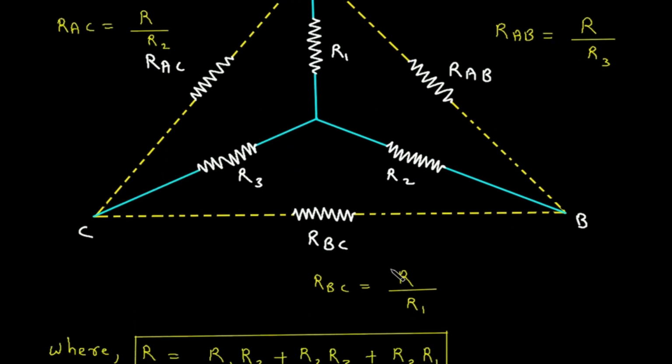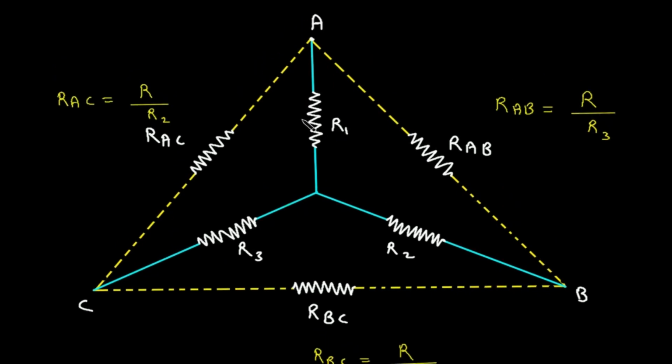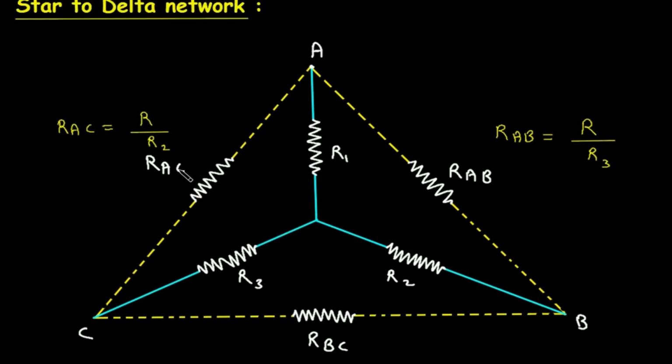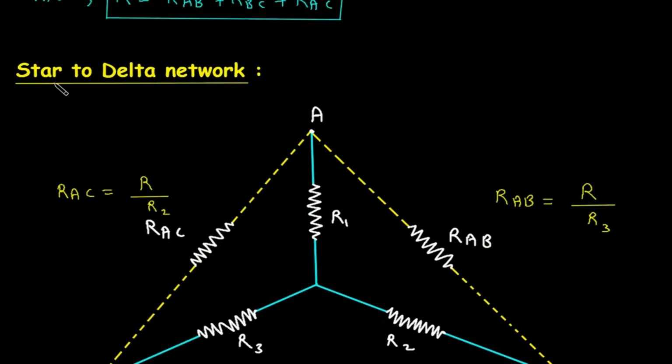Again, the value of R here is the same, that is R1 into R2 plus R2 into R3 plus R3 into R1. Now to find RAC, we will divide this by R2 and its numerator will be again R1 into R2 plus R2 into R3 plus R3 into R1. So this is how we can convert a star network to its equivalent delta network.